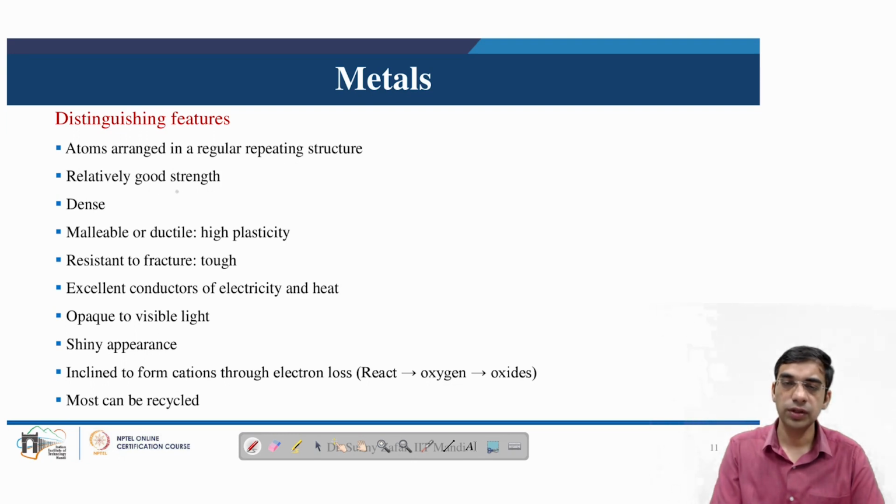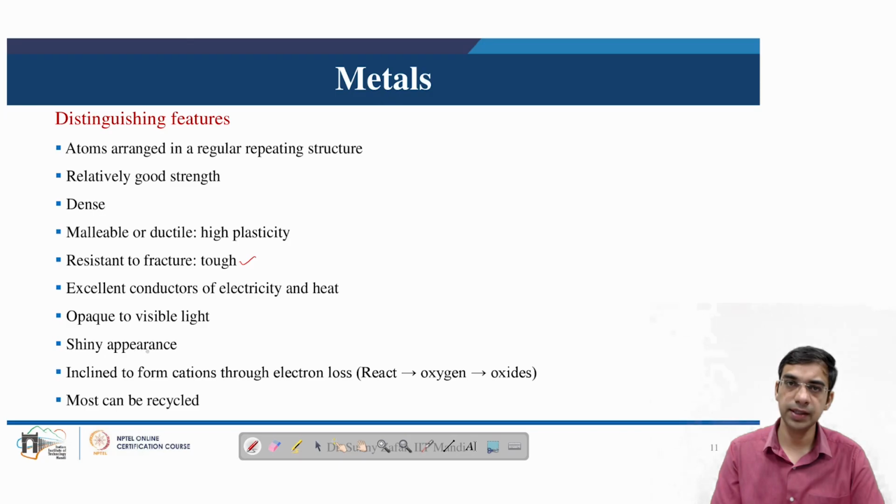They have relatively good strength. They have high densities. They are malleable and ductile, which means they exhibit high plasticity. They are resilient to fracture, meaning they can absorb a lot of energy. So this means they are tough. They are excellent conductors of heat and electricity because of the free electrons. They are opaque to visible light.